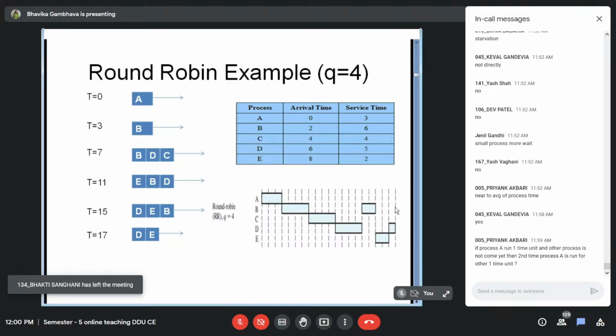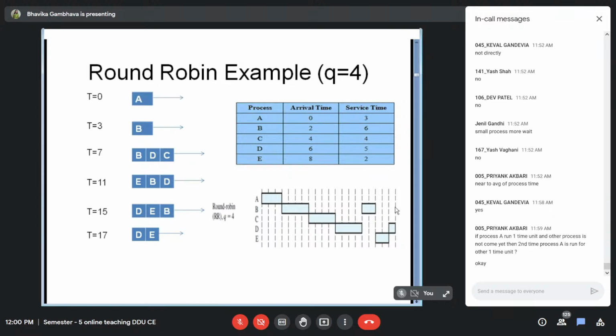Yes, Priyank. A runs for one time unit, and if there is no other process available, then we will not keep the CPU idle, but we will give it to the process whichever is available. That is how CPU execution will be optimized. If there is another competing for the time, then we will give it the priority because A has already completed. But otherwise, if there is no one competing, then whichever is available will be executing.